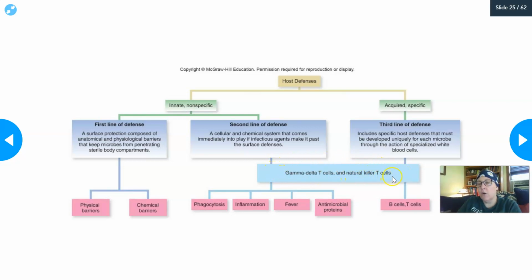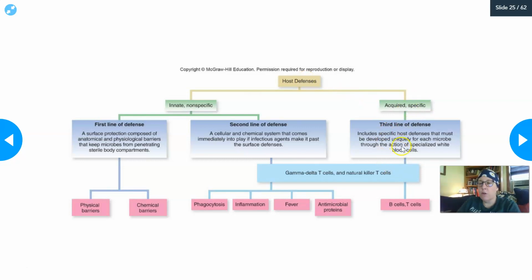These guys are a bridge between the innate and the specific. So these guys are quite special. They're fun to go study. I've done some research on them, but they can act quickly and non-specifically, but then they can also get modified and become specific. So they can work in both capacities. So it's really interesting here.